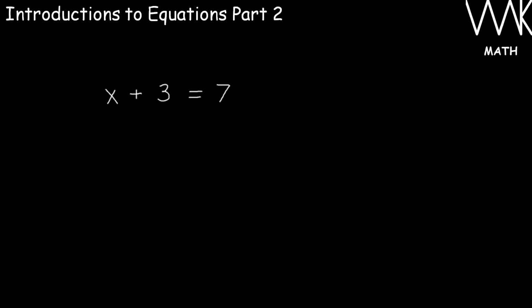How do we get rid of the plus 3? Well, think of it as 3 being a little bigger. So when it's a little bigger, we subtract. In this case, if we have a plus 3, we use minus 3 to get rid of the plus 3, because plus 3 minus 3 equals 0.